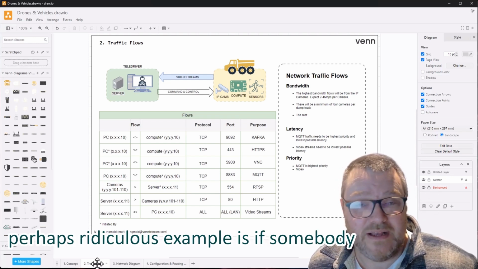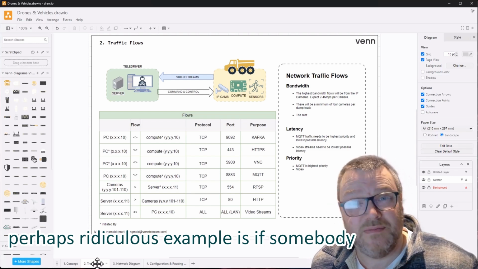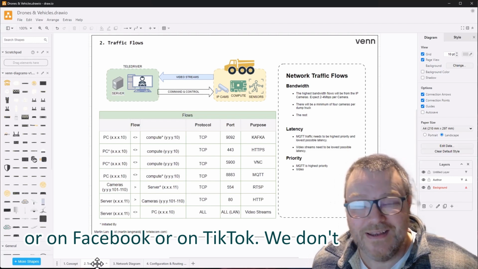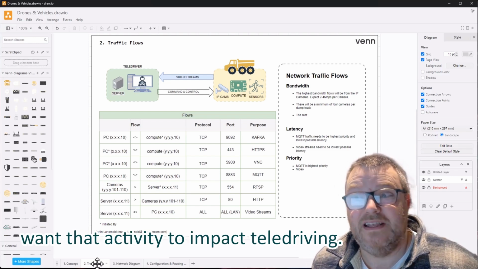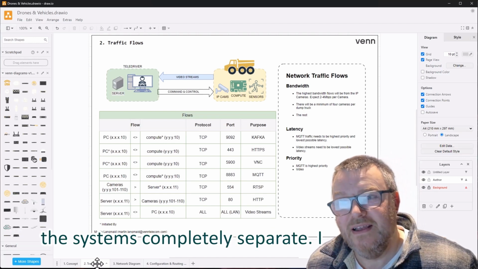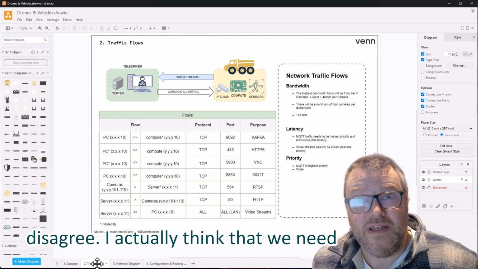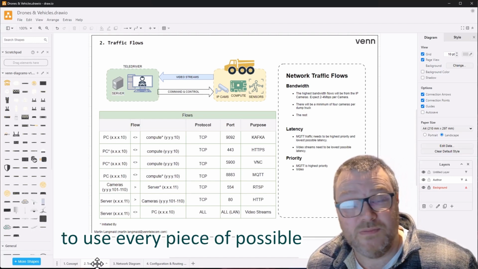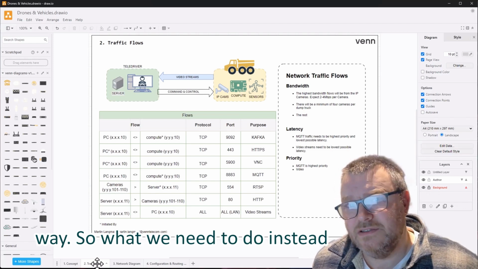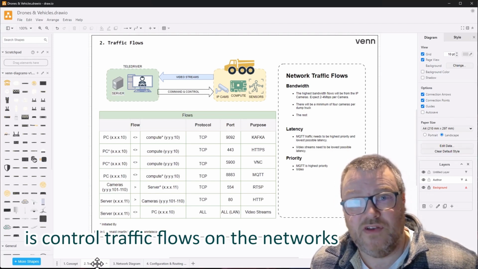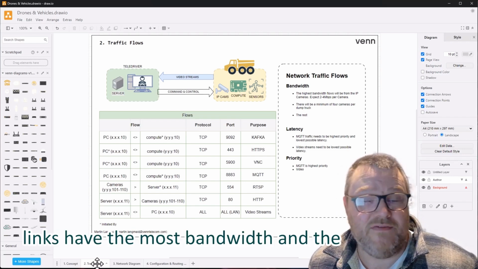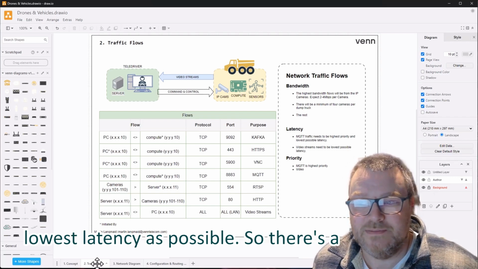An obvious and perhaps ridiculous example is if somebody in the office is streaming YouTube videos or on Facebook or on TikTok, we don't want that activity to impact teledriving. Now, of course, some people will say keep the systems completely separate. I disagree. I actually think that we need to use every piece of possible connectivity on site in an intelligent way. So what we need to do instead is control traffic flows on the networks and make sure that our teleoperation links have the most bandwidth and the lowest latency as possible.